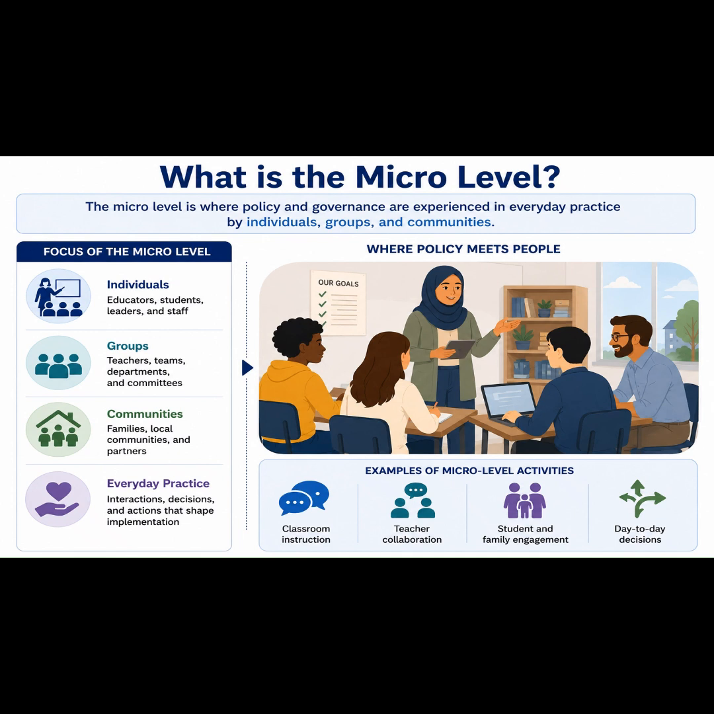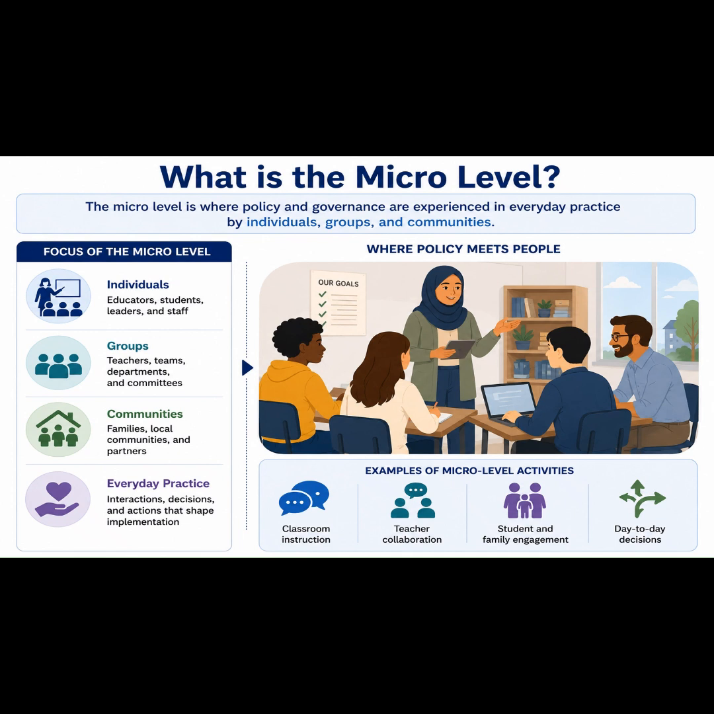As shown on the left side of the slide, the micro level focuses on individuals, groups, and communities. These are the people who interact with educational policies on a daily basis. The image on the right reminds us that education happens through relationships and interactions. Teachers make instructional decisions, students respond to learning opportunities, families engage with schools, staff members support programs and services, and collectively these everyday actions shape how policies are experienced.